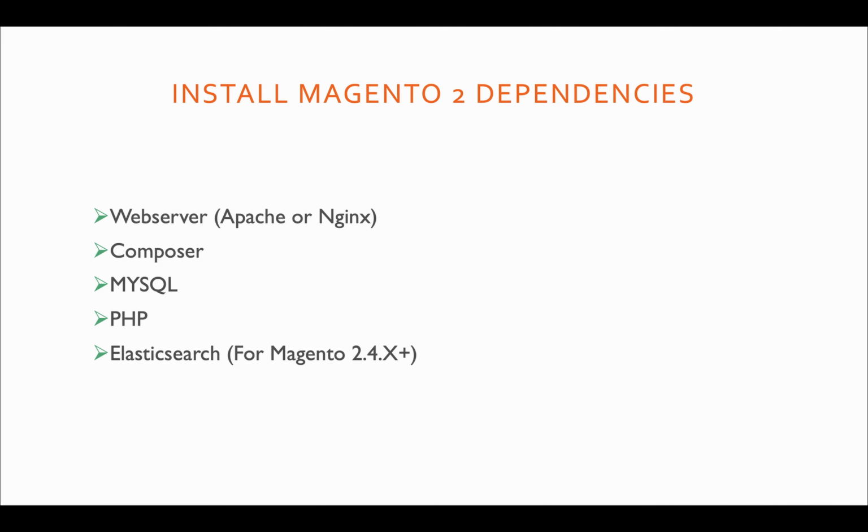we have to install Elasticsearch as well, which is used as a search engine instead of the default MySQL search engine in the latest Magento, which is Magento 2.4. So let's go ahead and install all these dependencies.